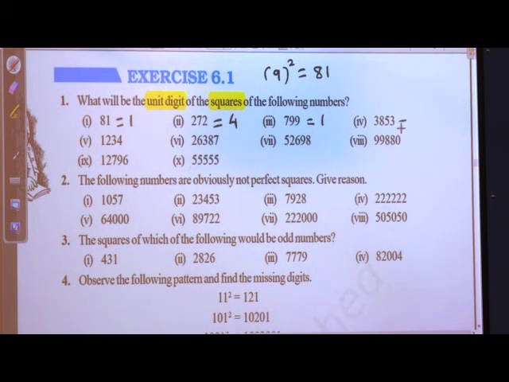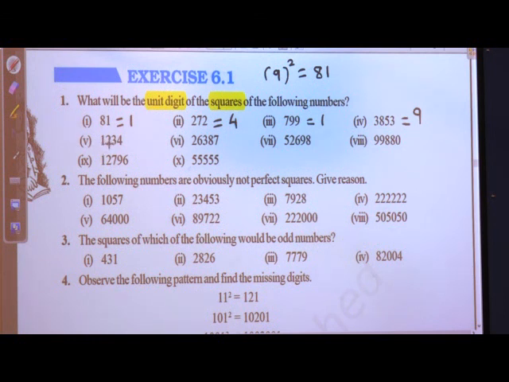Similarly, for the next sum, 3853. What is the digit in the units place? 3. 3 squared is 9. So here our answer is 9. What is expected here? We want the unit digit of the squares.